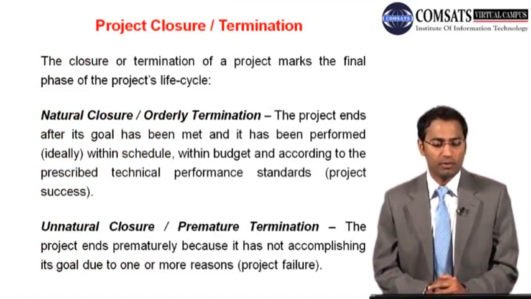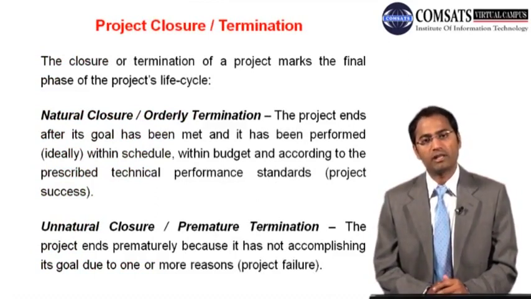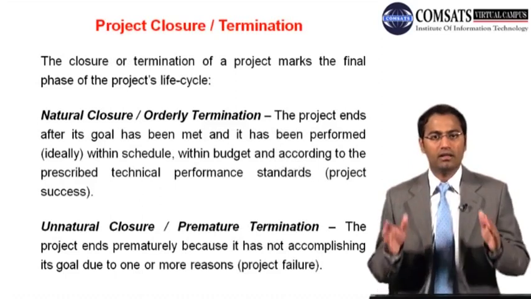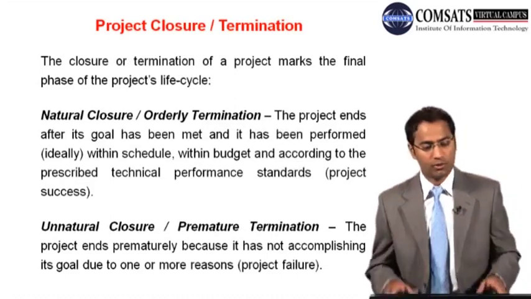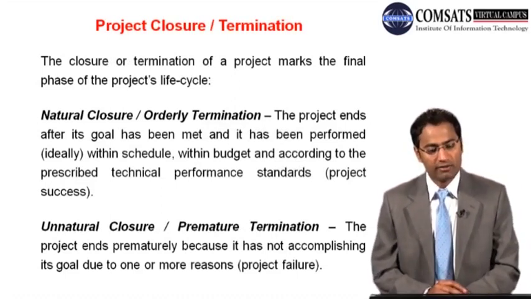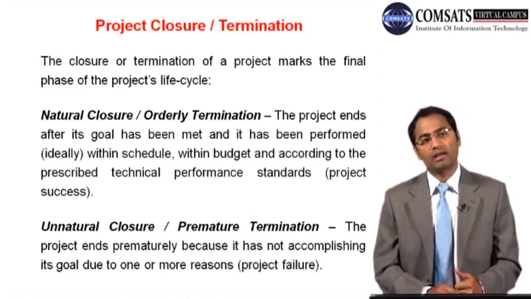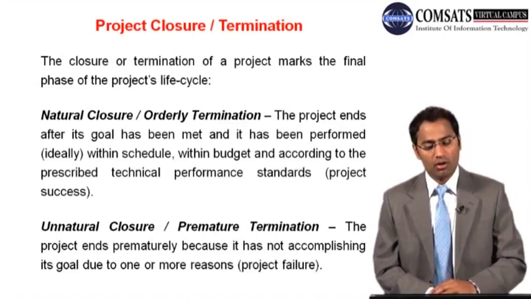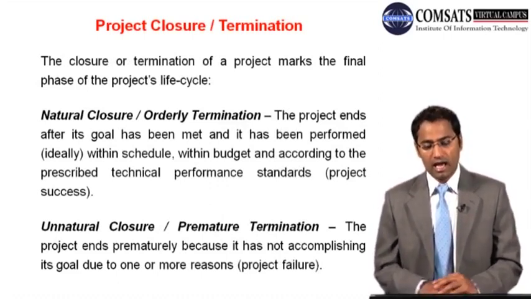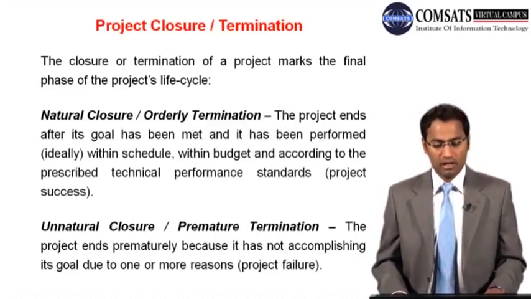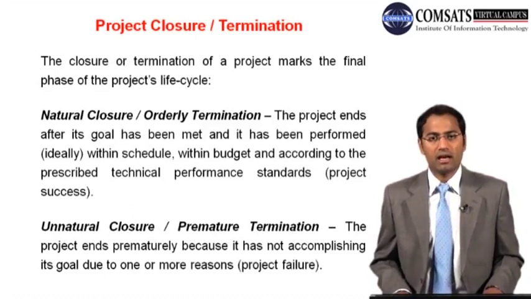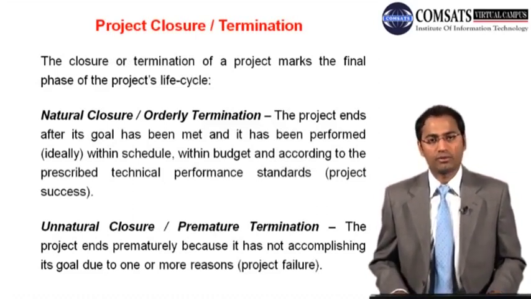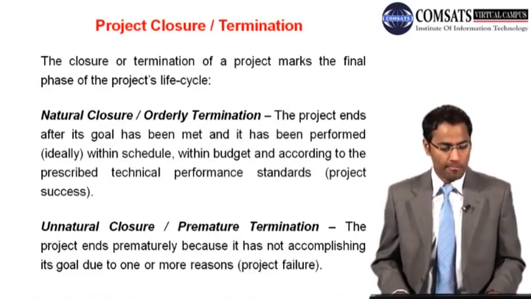the last phase or process group, and that is called closure, project closure or termination. Now this closure is for a phase as well as for a project. So you can close the phase, or you can close the project. The closure or termination of a project marks the final phase of the project life cycle. And closure may be of two types: natural closure, or timely or orderly termination, where the project ends after its goals have been met, or it has been performed ideally within schedule, within budget, and according to the prescribed technical performance standards, project success, and up to the conformance to the standards and the satisfaction of the stakeholders.